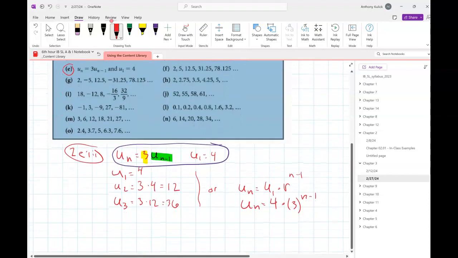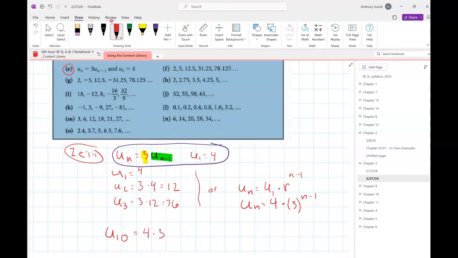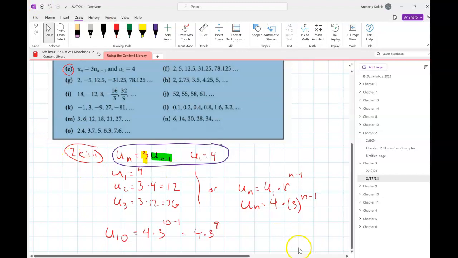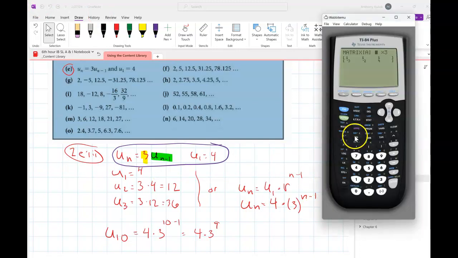So if I want the 10th term then, I should get that. And I'd be fine with you leaving it this way. If you type it in your calculator, did it overflow your calculator? I guess probably not. 3 to the 9th isn't that big. It's big, right? 4 times 3 to the 9th is 78,732.